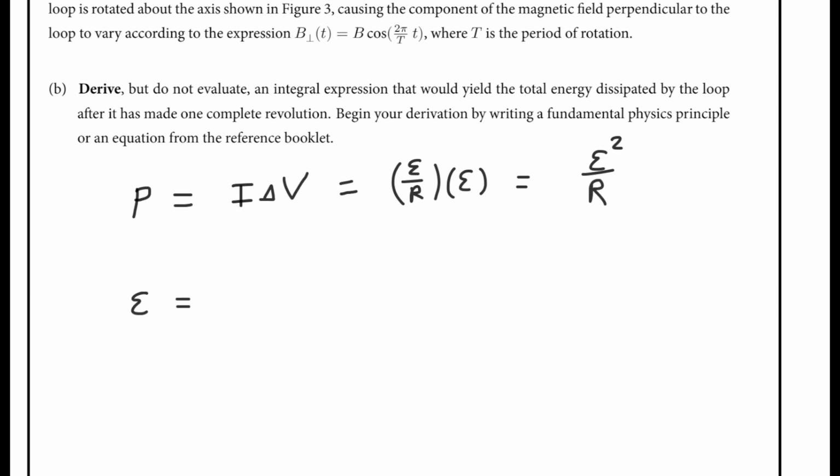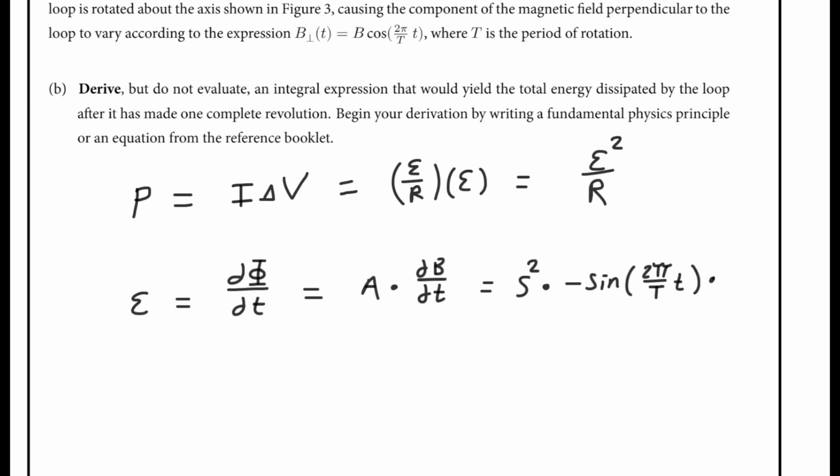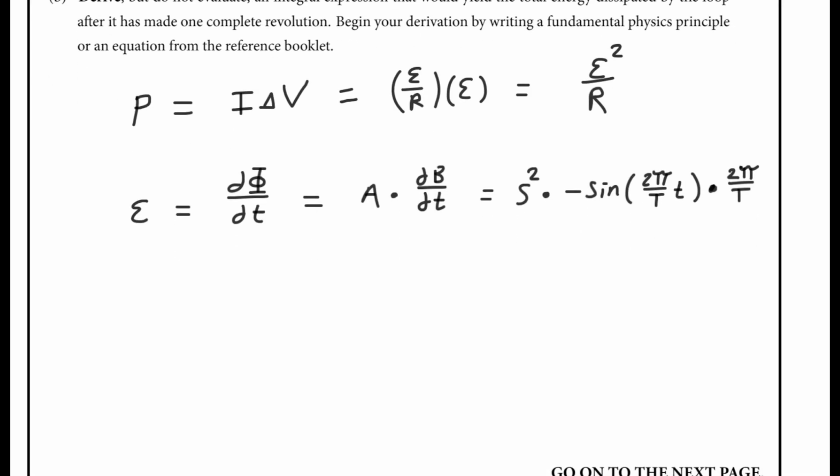So the EMF, once again, is found by Faraday's law, because we have a changing flux. And in our situation, we have a constant area, so this would just be area times dB dt, because it's differentiating B times A. And the area is S squared because it's a square, and the derivative of the cosine curve would be negative sine of 2 pi over the period times t times that chain rule factor of 2 pi divided by the period. So there's my EMF. And now I can actually just plug in. So the power would be equal to the EMF squared divided by R.